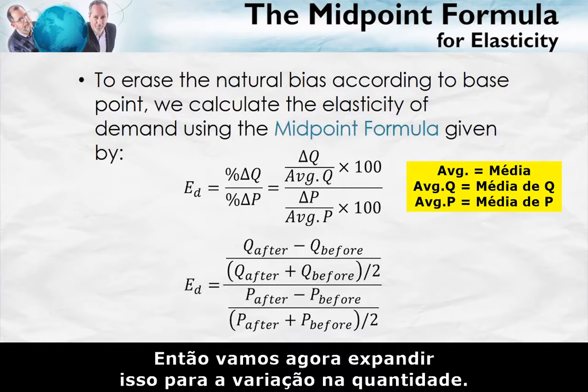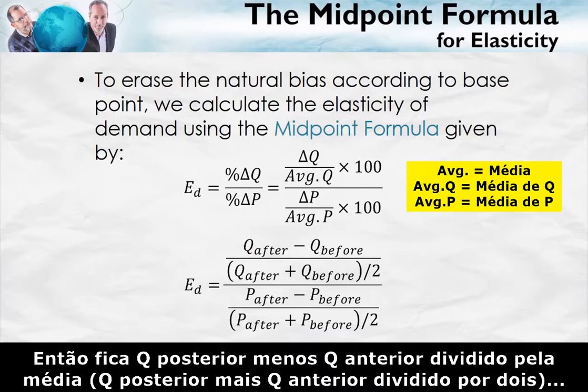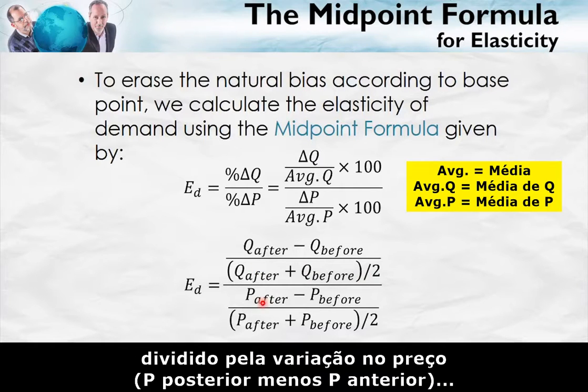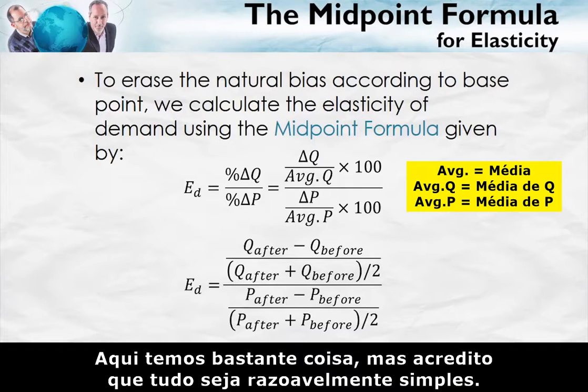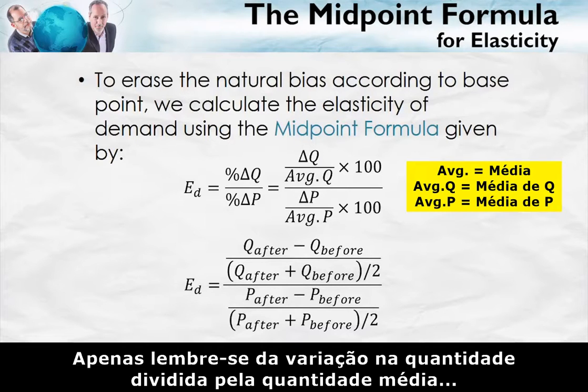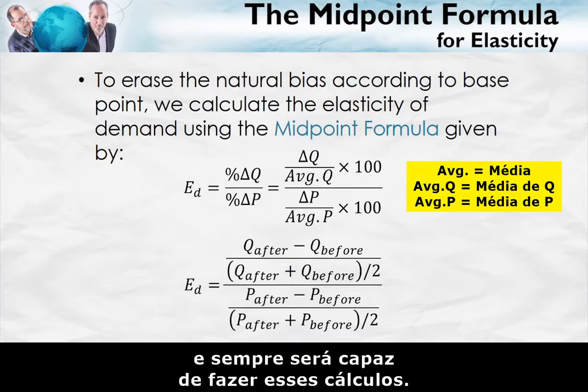So we're going to then expand this to the change in quantity, that's Q after minus Q before, divided by the average, Q after plus Q before divided by 2, divided by the change in price, P after minus P before, divided by the average price, P after plus P before, divided by 2. So that's a little bit of a mouthful, but everything I think is fairly simple. Just remember, change in quantity divided by the average quantity, and you should always be able to calculate this. Let's give an example.